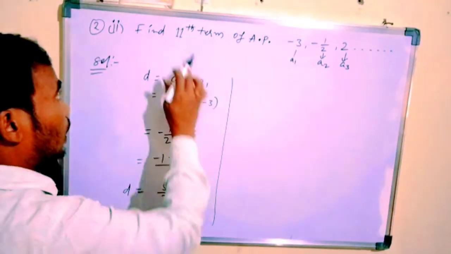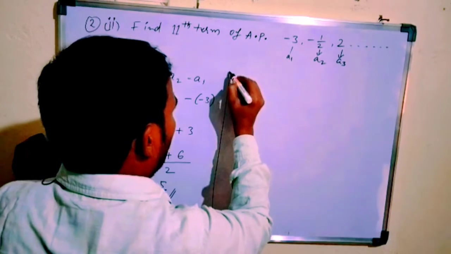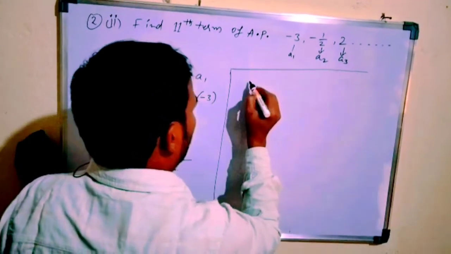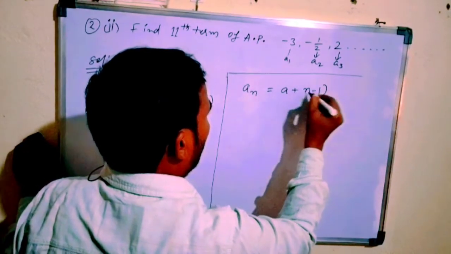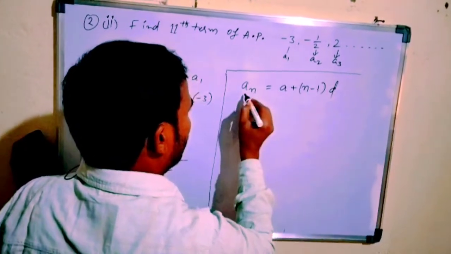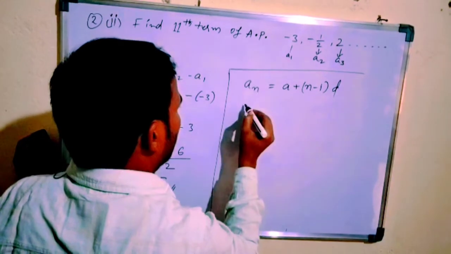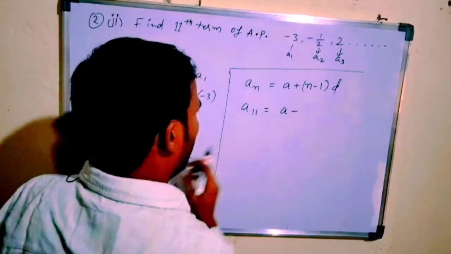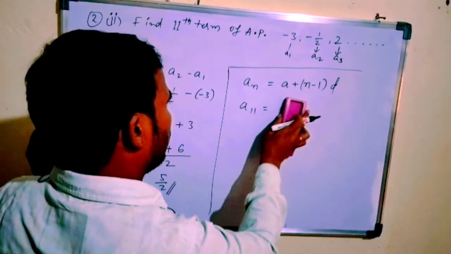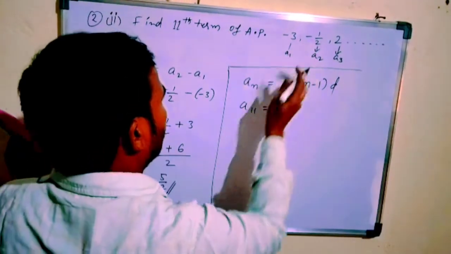Now we are finding the 11th term. What is the formula for the 11th term? The formula is An equals a plus (n minus 1) d. So A11 is equal to a plus 10d. What is the a value? The a value is equal to -3.